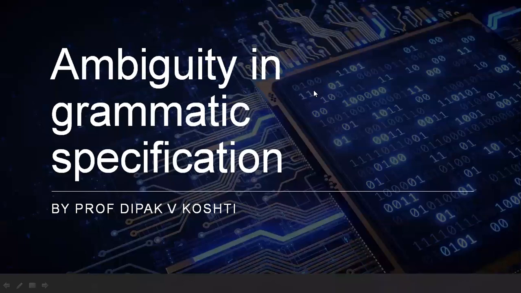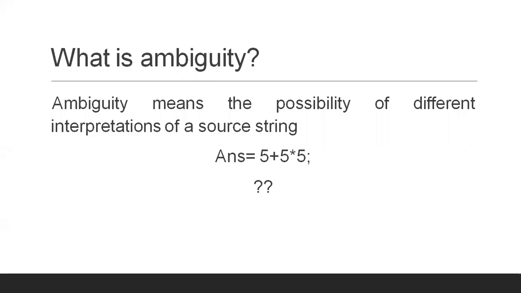Welcome students. In this lecture, we are going to see ambiguity in grammar specification. So let us start. First of all, let us see what is meant by ambiguity. The word ambiguity itself shows that ambiguity means the possibility of different interpretations of the source string. Now, let us start with an example so that you will come to know what exactly ambiguity is.